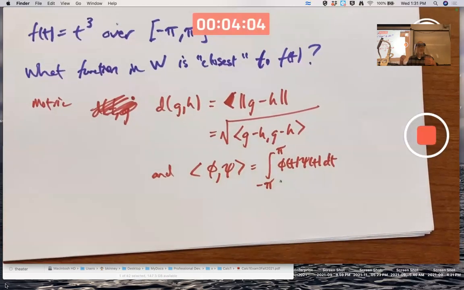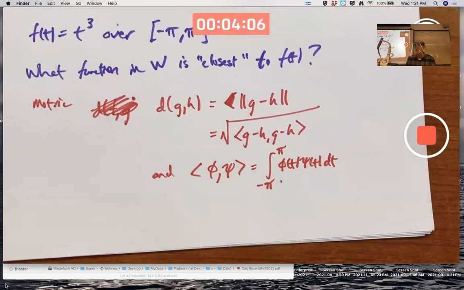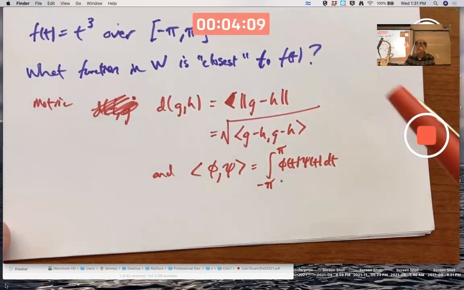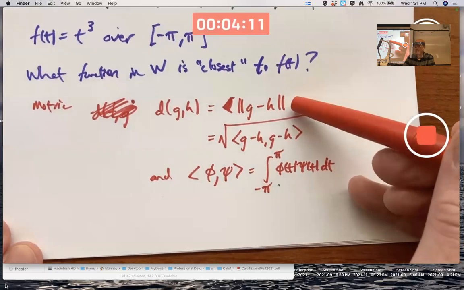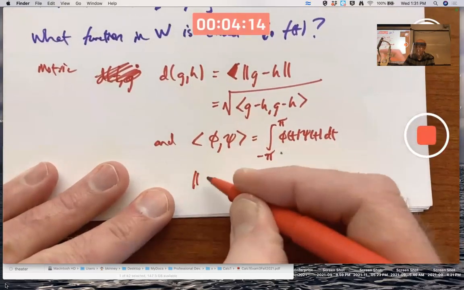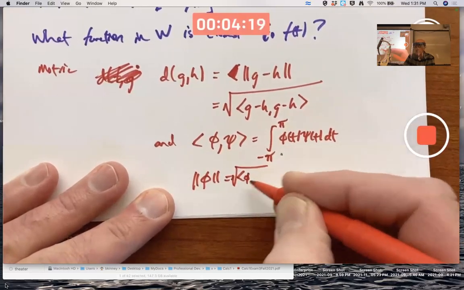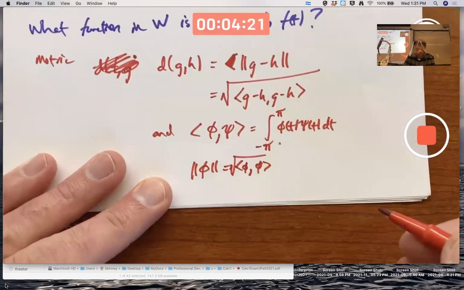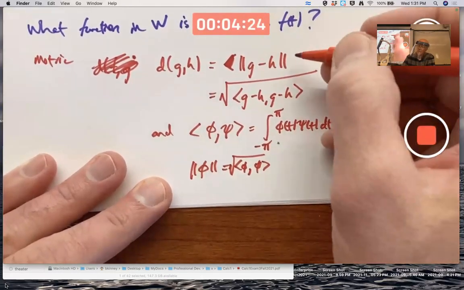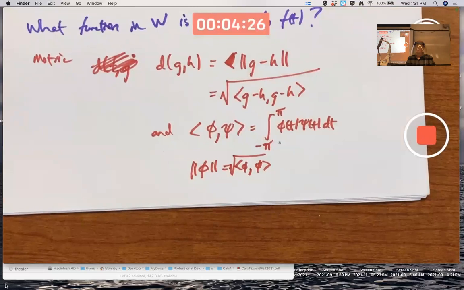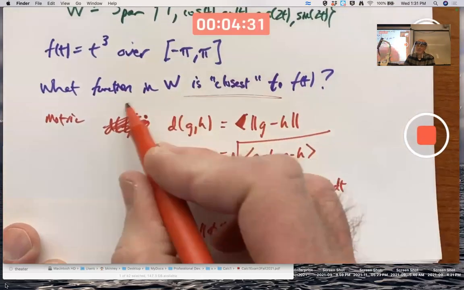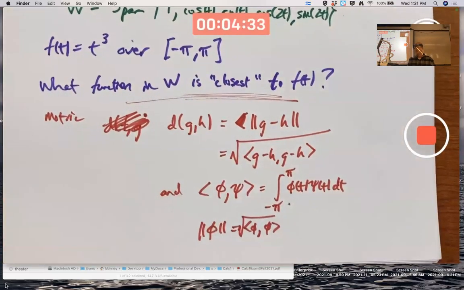It satisfies similar properties as dot products. And just as with dot products, you can use them to define a norm. The norm of a function phi is the square root of the inner product of the function phi with itself. And then you can use the norm to define a distance. This ultimately defines what it means to be closest. We want to minimize the distance in this abstract space that we can't literally imagine. We just have to trust the calculations.